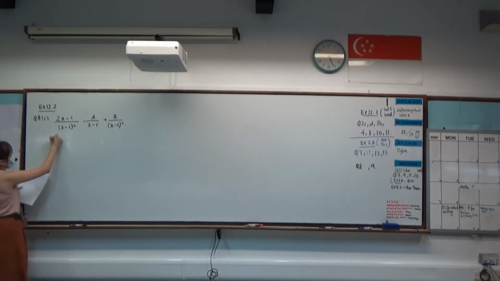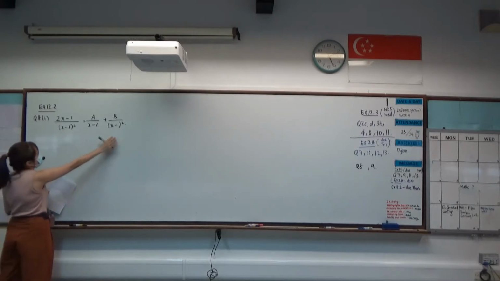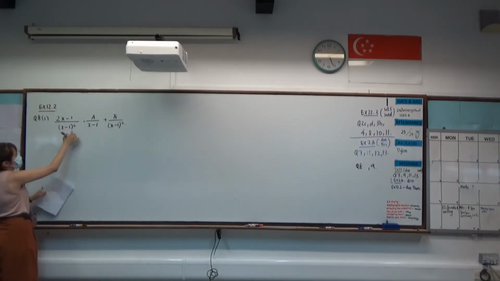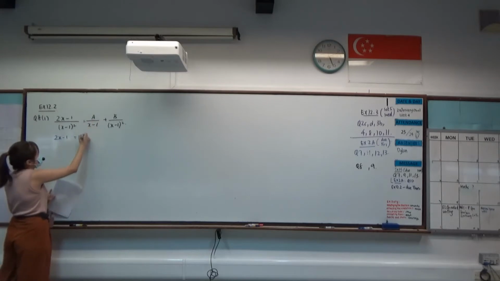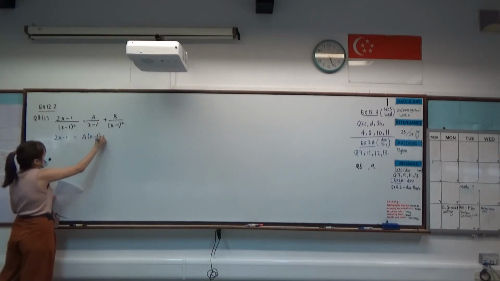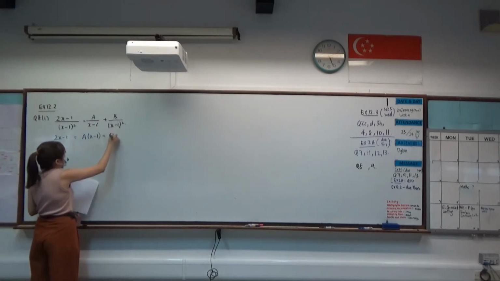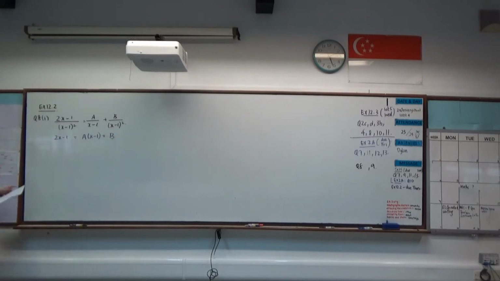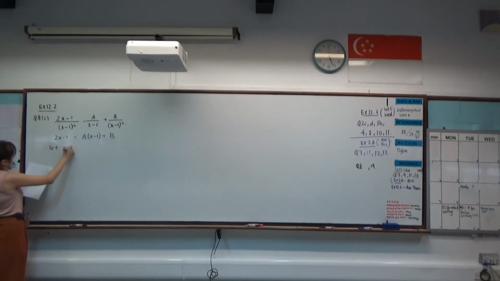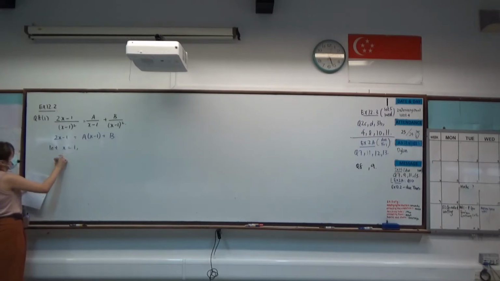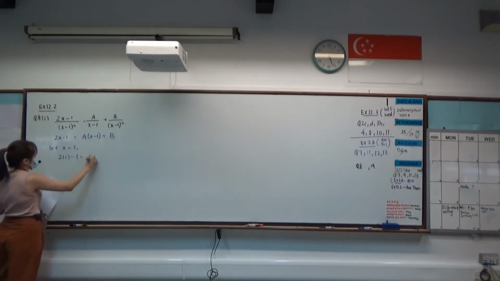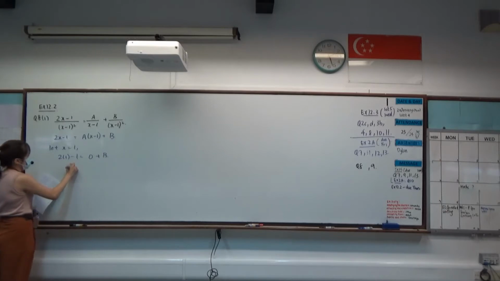Okay, so in order to solve this, what we'll do is multiply across by the biggest denominator. So on the left side I'll be left with 2x minus 1. This fraction I will get A times x minus 1. This fraction I'll get B. So multiply across by x minus 1 squared. Then we let x equals 1 so that this becomes 0 and A disappears. So we get 2 times 1 minus 1 equals 0 plus B. So B is equal to 1.